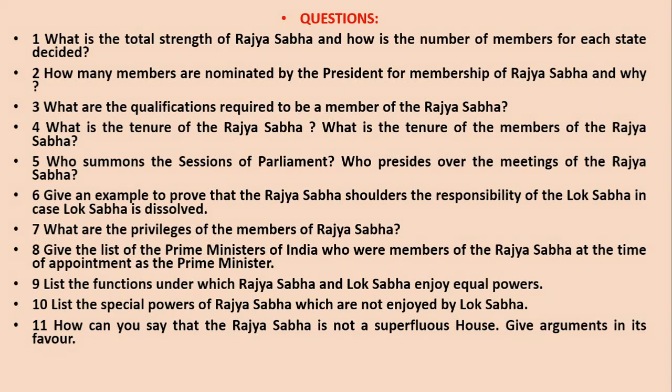Then next question is: give the list of the prime ministers of India who were the members of Rajya Sabha at the time of appointment as prime minister. You know, there were three prime ministers who were the members of Rajya Sabha. I hope you remember it very well: Dr. Manmohan Singh, H.D. Devegowda and I.K. Gujral. These were the three who were members of Rajya Sabha when they were appointed to be the Prime Minister of India.